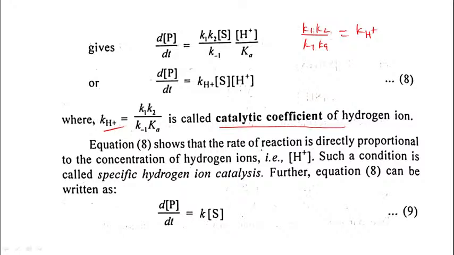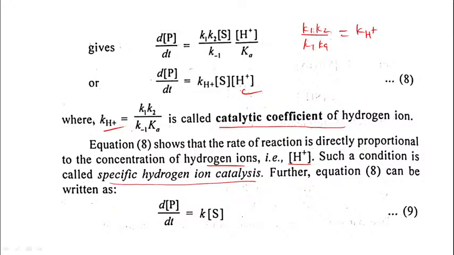So equation 8 shows that the rate of the reaction is directly proportional to the concentration of the hydrogen ions. Such a condition is called specific hydrogen ion catalysis, because hydrogen ion is involved in equation 8. So it is called specific hydrogen ion catalysis.